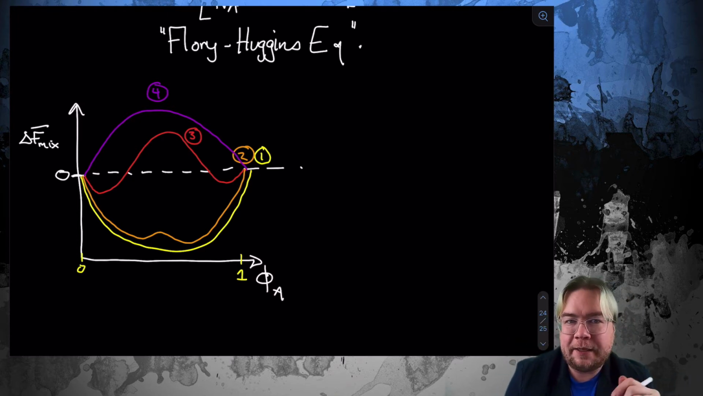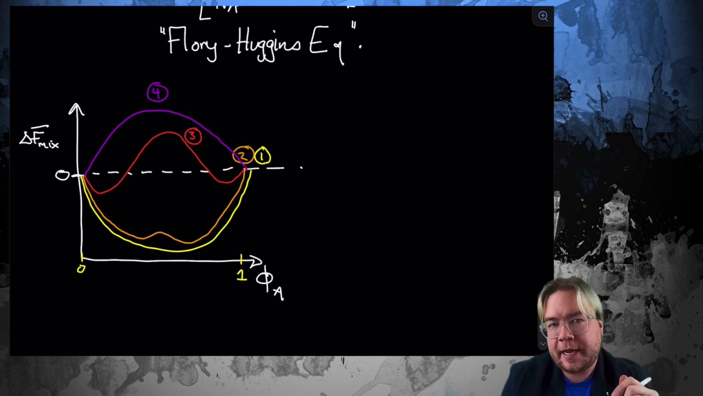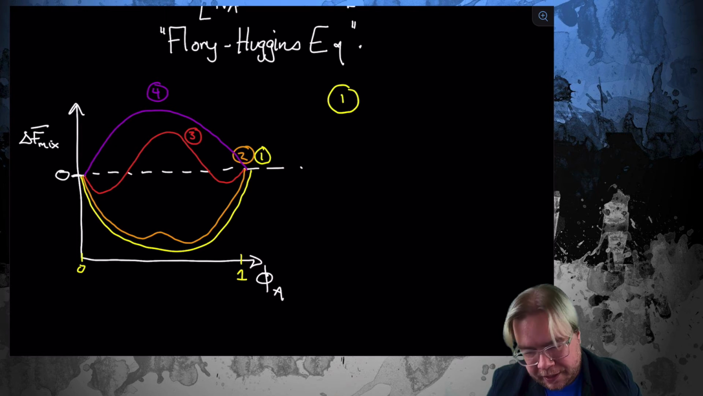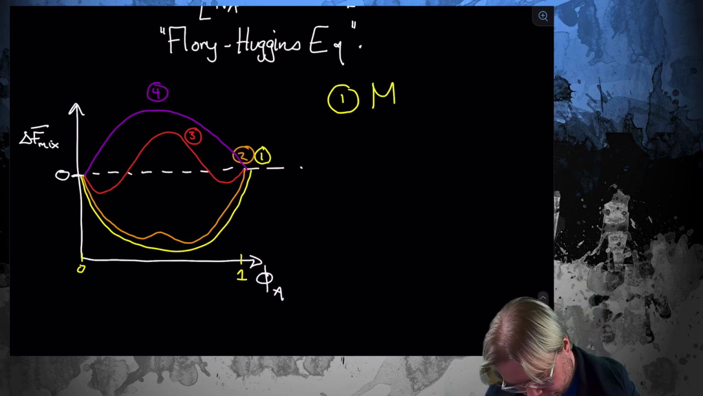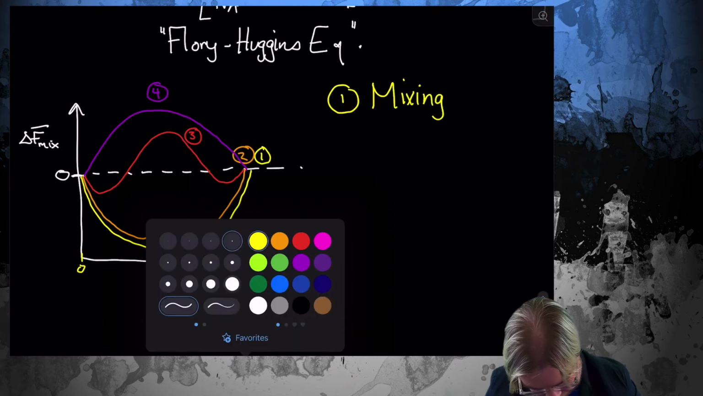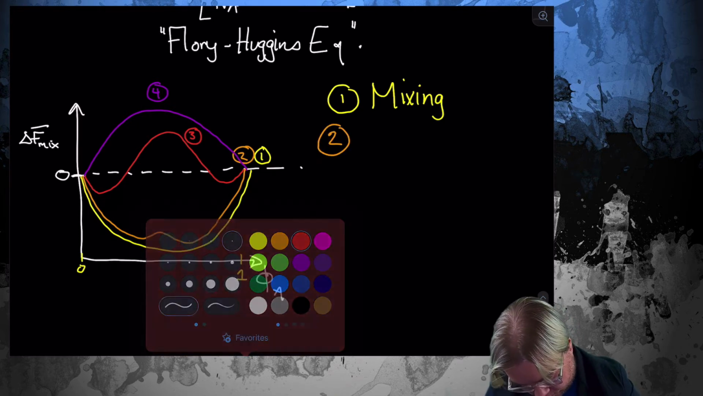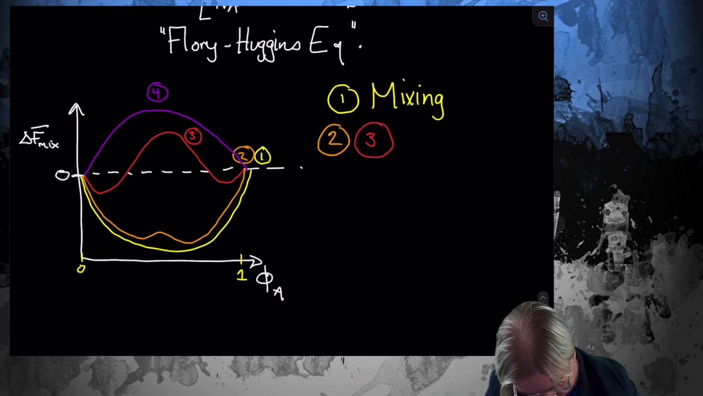So we're going to analyze shapes like this and try to understand whether or not things will mix or demix for systems that have parameters that give free energy curves that look that way. I'll tell you first of all, and then I will prove to you that this is true, that for a curve like 1, you will get mixing. For a curve like 2, or 3.